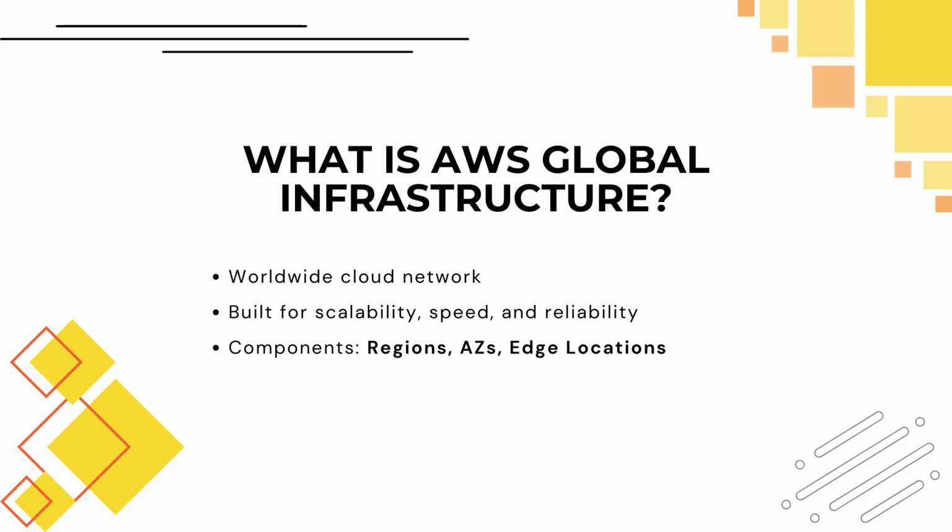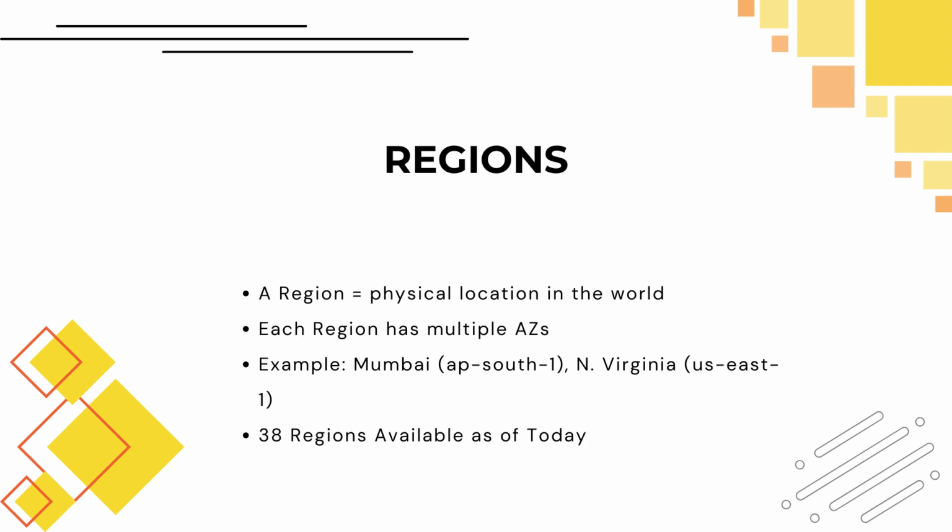Okay, what is AWS Global Infrastructure? AWS has built a worldwide cloud network and it is designed to give us scalability, speed, and reliability. So think of it like the backbone of AWS. The three key building blocks here are regions, availability zones, and edge locations. By combining these, AWS ensures that applications run smoothly, data is secure, and users all over the world get faster performance.